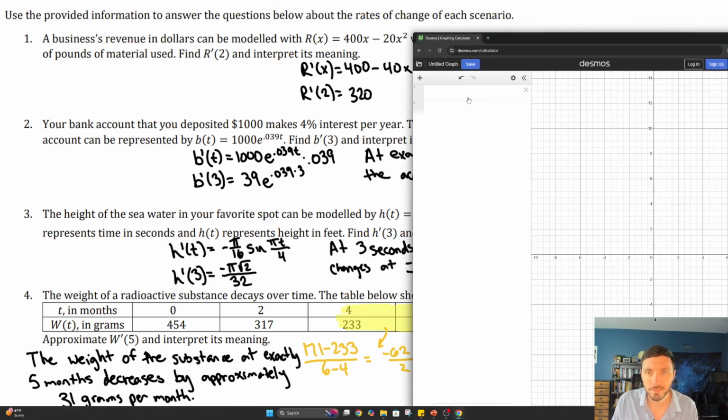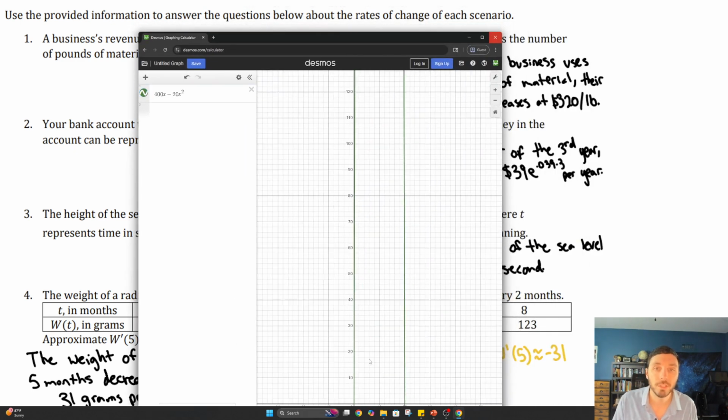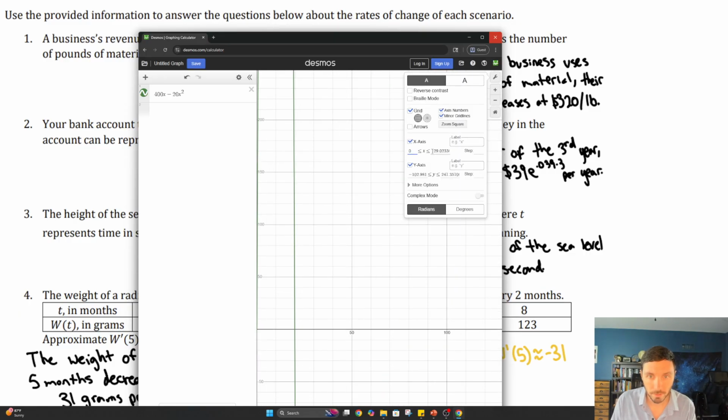So here's how this was meant to be written, 400x and then minus 20x squared. Imagine that you're selling some sort of product and you have to utilize a material. We'll change the x window for this just a little bit.